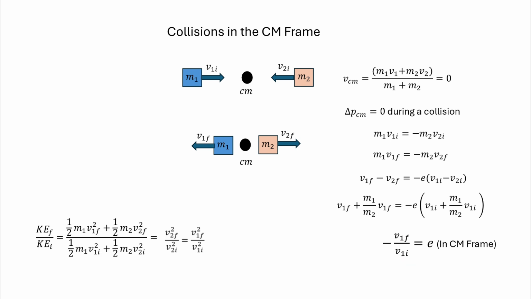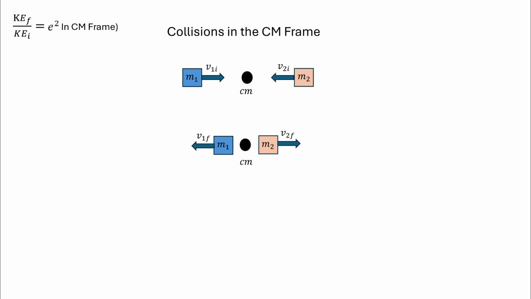I also want to examine, in this frame, the ratio of the kinetic energies before and after the collision. Making similar substitutions, it is V1 final over V1 initial, or V2 final over V2 initial. Apparently, in this frame, I can look at either block by itself and determine whether or not kinetic energy is conserved. In other words, in the center of mass frame, the coefficient of restitution is the ratio of the final kinetic energy to the initial kinetic energy.